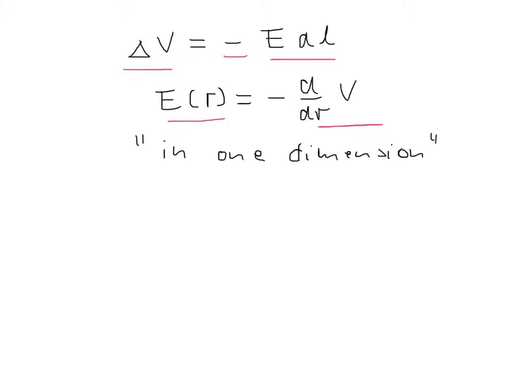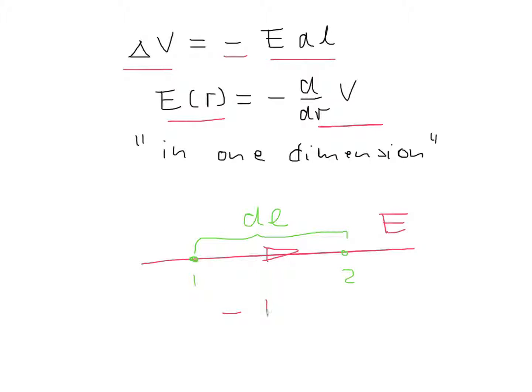So we might have a field line pointing from left to right. We identify position 1 and position 2. In between is a path element dl. If we go along that electric field line, then the potential change will be minus E times dl.